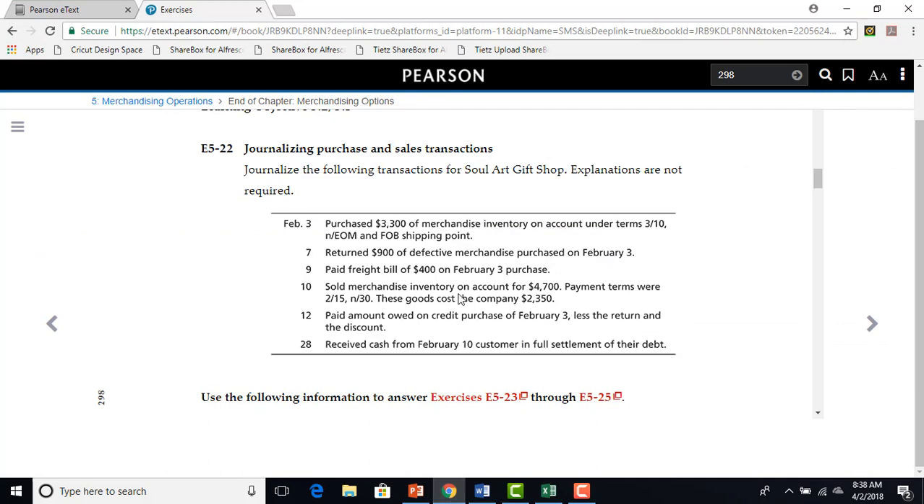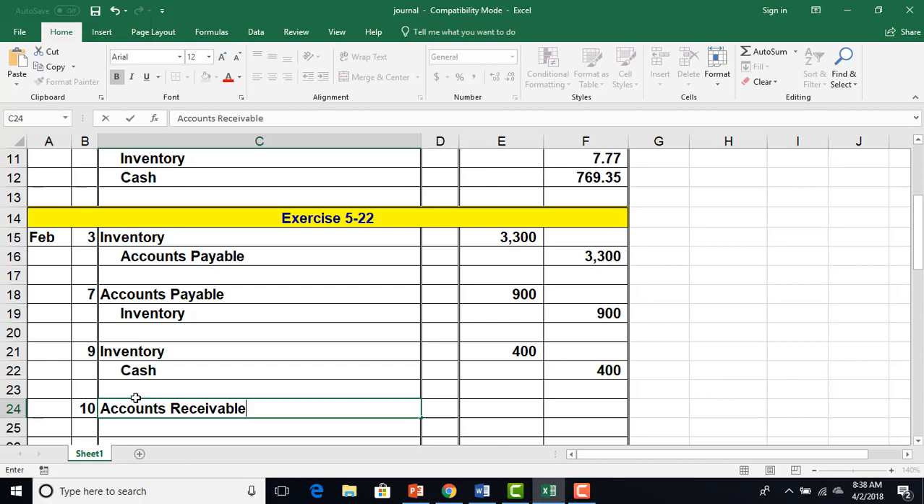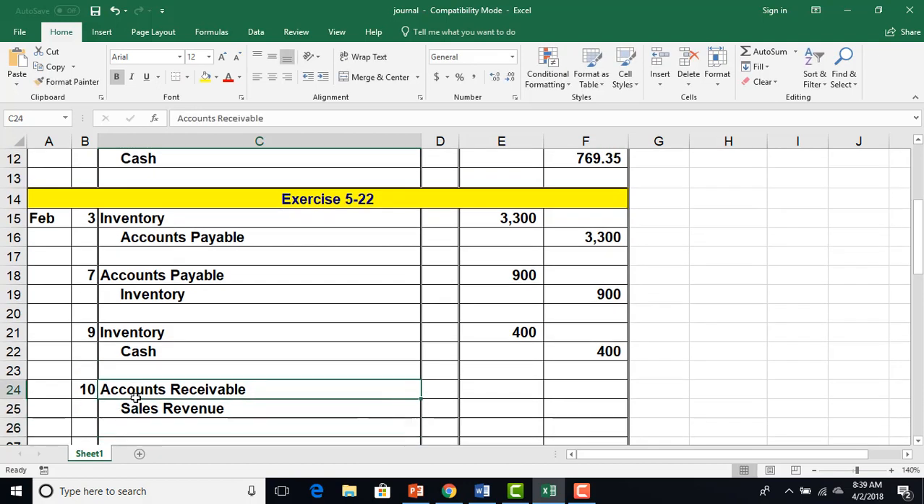On the 10th, it says we sold merchandise inventory on account for $4,700. Payment terms were 2/15, net 30. These goods cost the company $2,350. All right, so for the 10th here, remember, anytime we have a sales transaction, we actually have to record two separate journal entries. Number one, we have to debit accounts receivable, and we have to credit sales revenue so that we can record the amount that these people owe and the fact that we've recorded a revenue. We need to make sure we show this revenue.